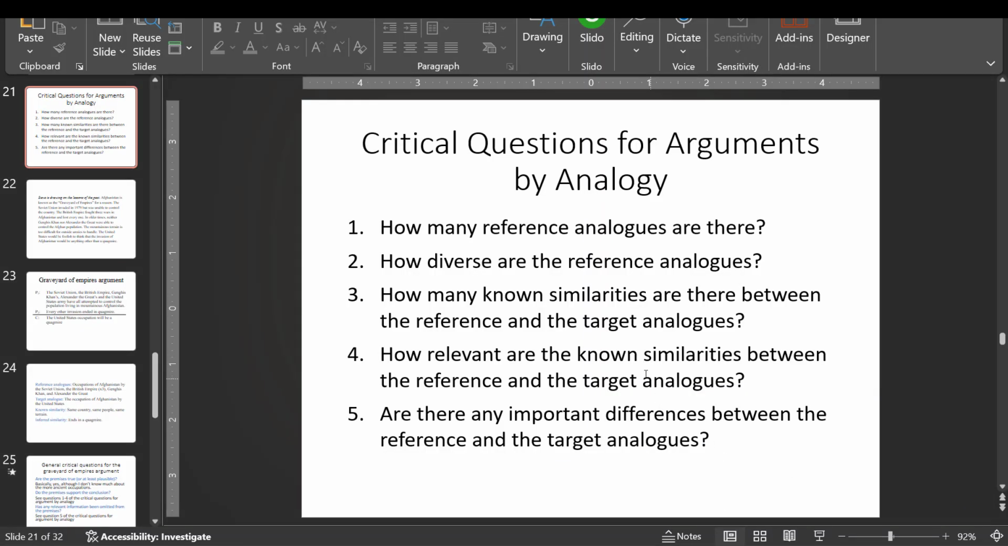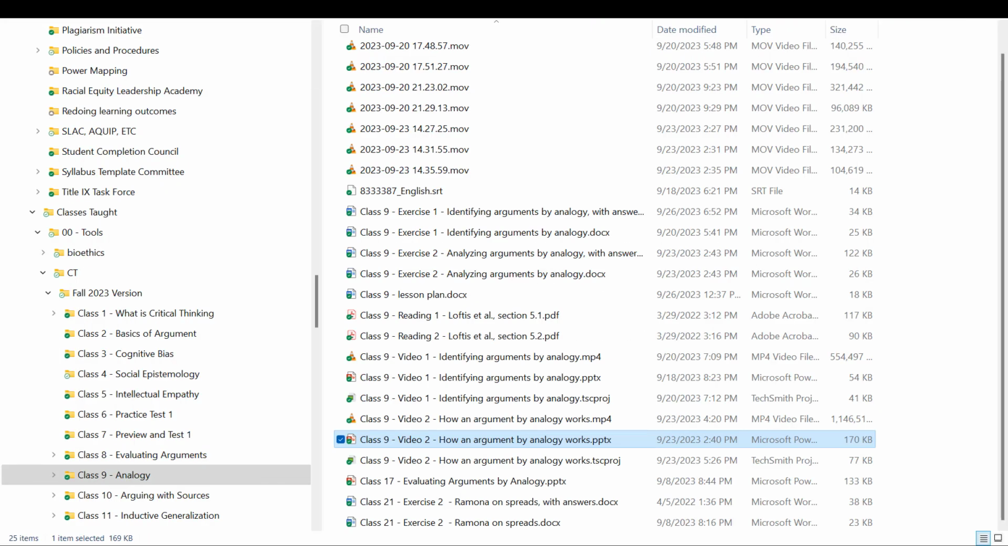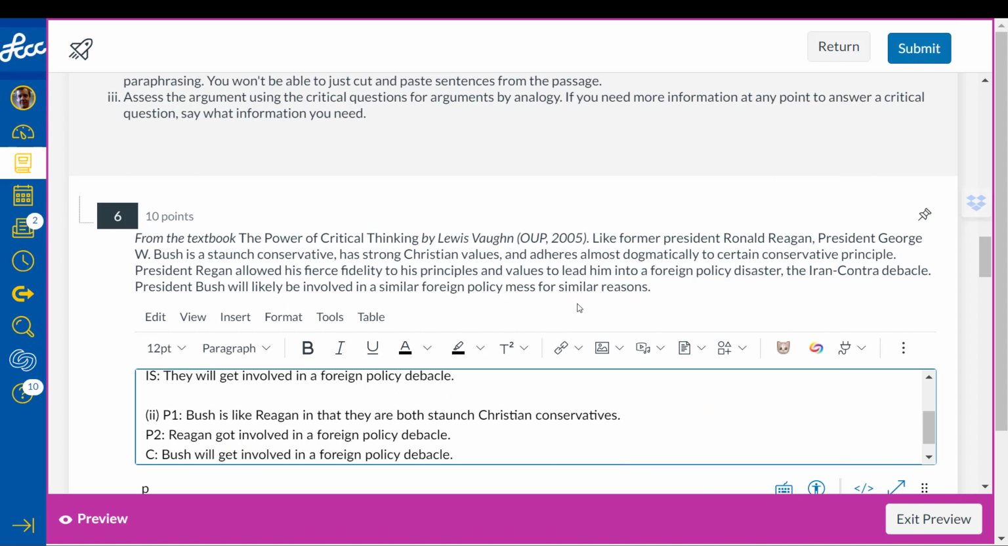How many reference analogs? How diverse are they? How many known similarities are there? How relevant are they? And is there any important missing information? So the first four correspond to ways for understanding whether the premises support the conclusion, or would support the conclusion if they're true. And the fifth is asking about missing information. We don't have a specific question here about whether the premises are true, but in fact, they are true, or at least likely.